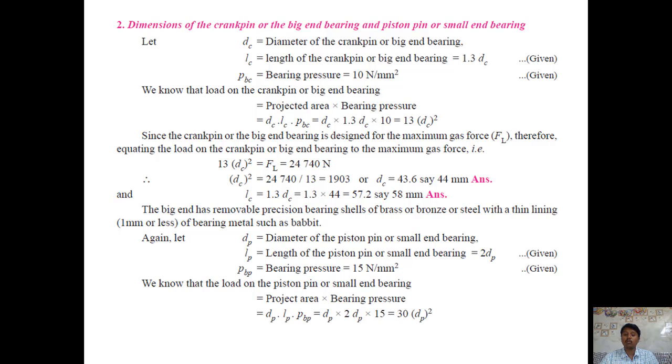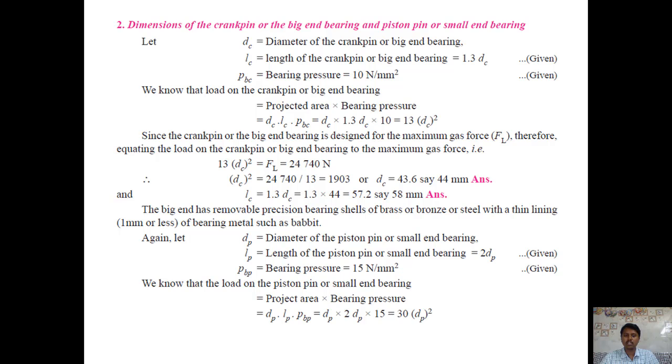Now we have to calculate what is the bearing load. So bearing load is nothing but bearing pressure into projected area. So the bearing pressure for the crank pin is PBC multiplied by the projected area LC DC. Now if you substitute LC in terms of DC, that is LC equal to 1.3 DC, you will get 1.3 DC square, and the bearing pressure PBC is given in the problem as 10 Newton per mm square. Hence the bearing load is calculated for the crank pin as 13 DC square.